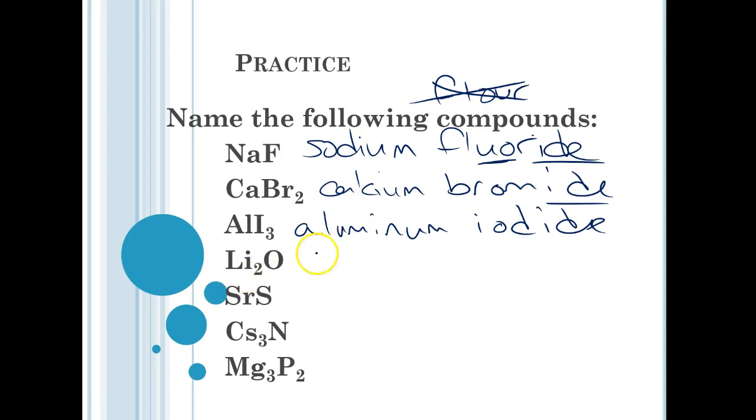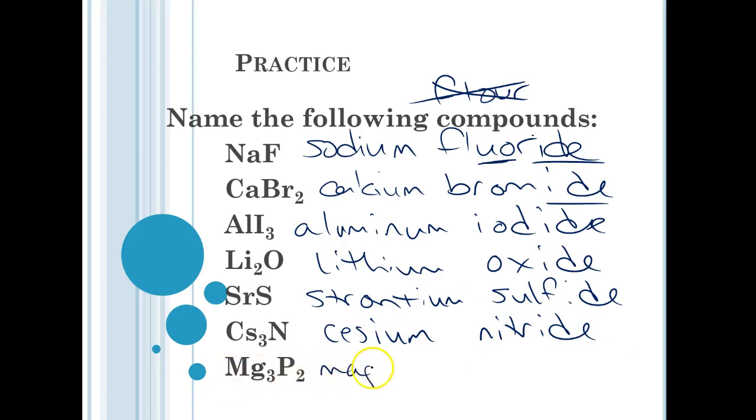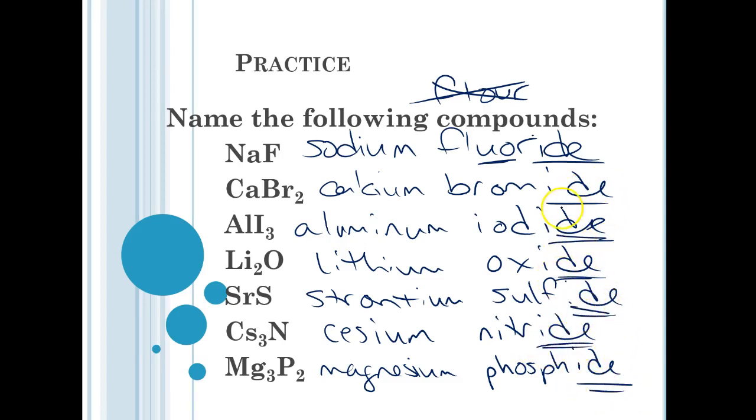So, lithium, oxygen becomes oxide. Strontium, sulfur becomes sulfide. Cs is cesium. Nitrogen becomes nitride. And then the last one is magnesium. Phosphorus is kind of a weird one. It's phosphide. Okay, just something you have to get used to. As long as you have it ending in -ide, I'm not too worried about it because I realize that this takes some time to get familiar with.